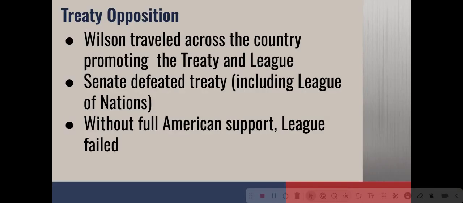The big thing is Europe is broke at this time. They literally have lost a whole generation of men. They don't have any money. Their militaries are in shambles. The idea is that America would kind of be the muscle for the League of Nations. Without us, the League isn't able to enforce anything it says, and the League is going to fail.